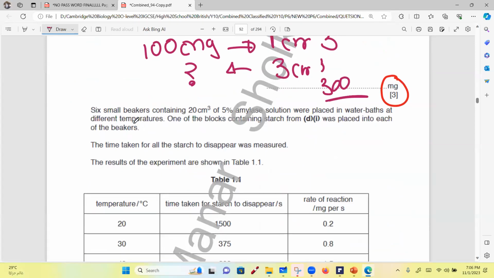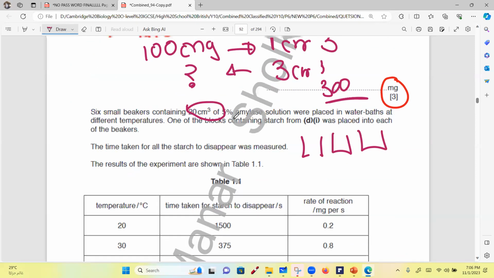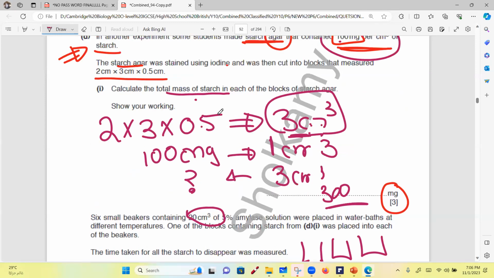Any questions? 6 small beakers containing 20 centimeter cubed of 5% amylase were placed in water baths at different temperatures. So I have 6 small beakers, okay? Miss, how do we know that we have 3 agars? No, we don't have 3 agars, my dear. We have 1 block, but every block was cut 2 times 3 times 0.5.